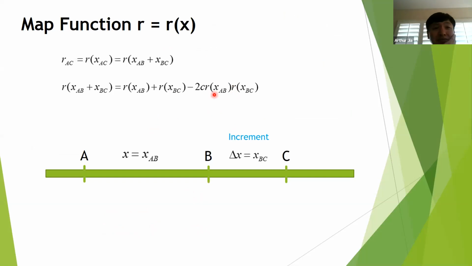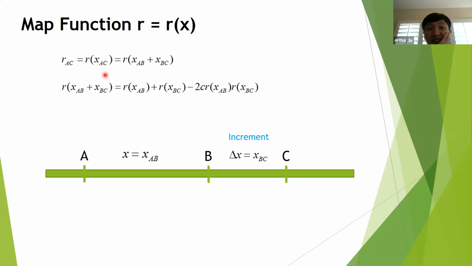All right. Now, map function. So we're gonna do a little bit more math here. The target is to calculate the RAC, the recombination frequency between A and C. If we treat R as a function, we can rewrite this RAC into this R function, and the variable for this function is XAC.